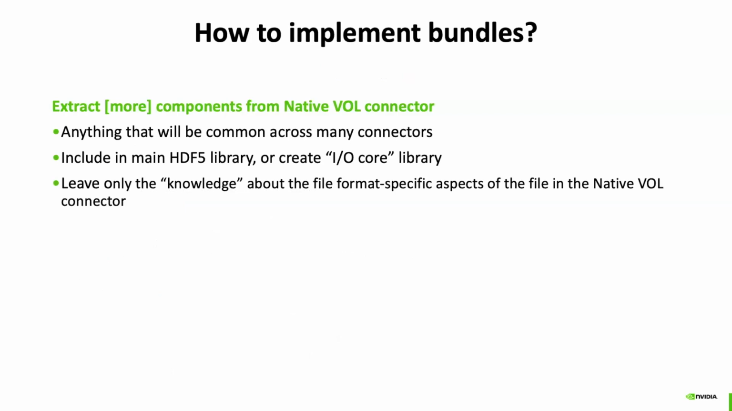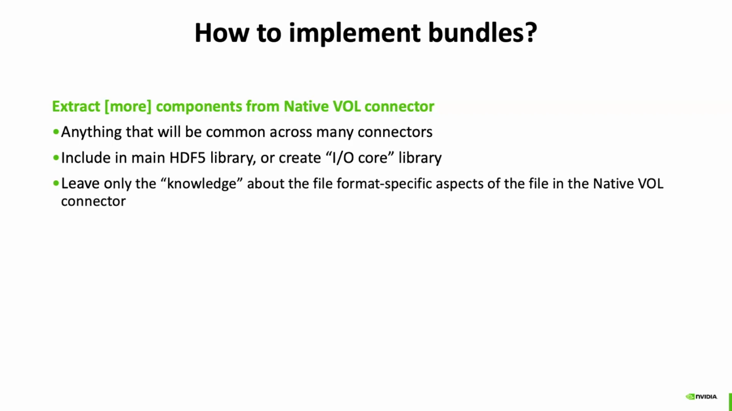We're going to extract more guts out of the native VOL connector, right? Anything that would be common across connectors. Because there's a whole bunch of stuff we left in there, right? And we didn't want to do the work to extract that or make an API around it. So we're going to either leave that in the main HDF5 library, or move it back to the same kind of place where the property list and ID manager and stuff reside in the library. It's not connected to a single VOL connector. And that native VOL connector will get even smaller.